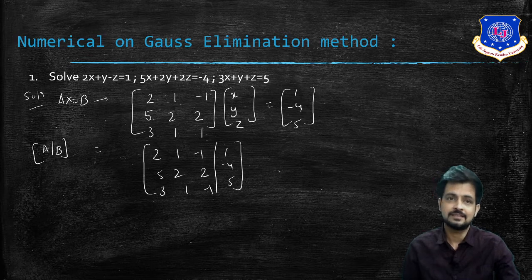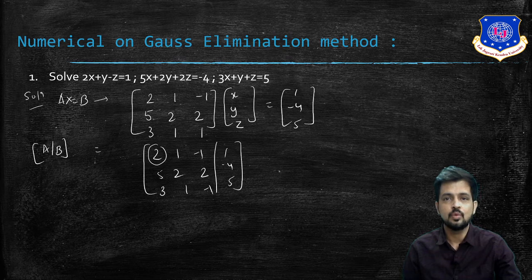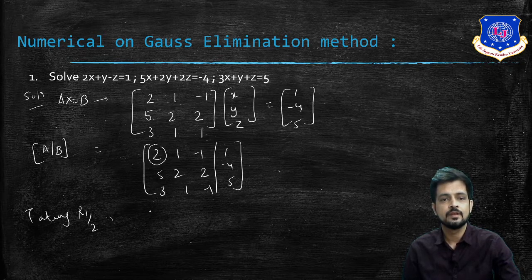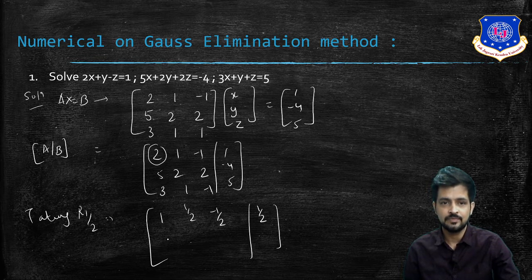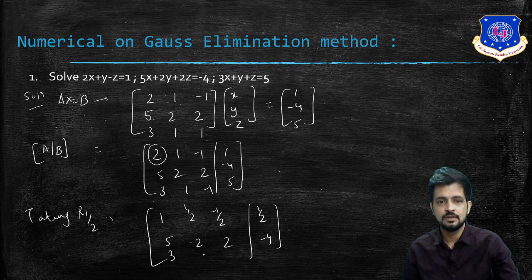Okay, what is our next step? Our next step is to make this element 1. Okay, we have to make this element 1. How we can make this? See, we have to divide the first row by 2. So by taking R1 by 2, I can write here 1, 1 by 2, minus 1 by 2, and here 1 by 2. Okay, 5, 2, 2, minus 4, 3, 1, minus 1, and 5.